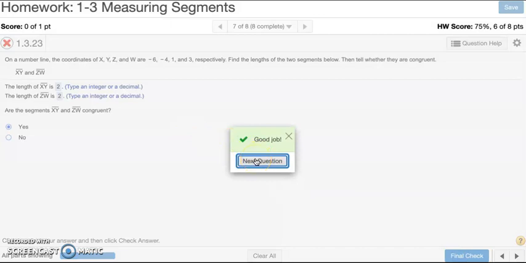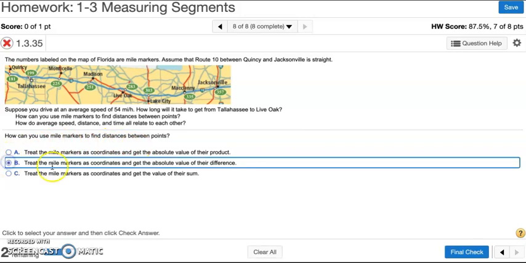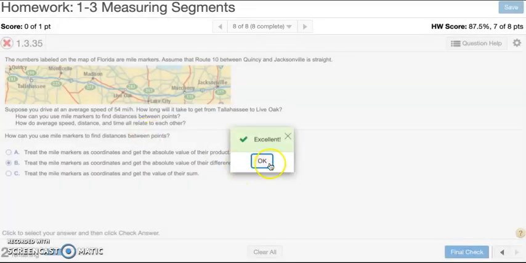So let's go to number 8. So the numbers labeled on the map of Florida are mile markers. Assume that Route 10 between Quincy and Jacksonville is straight. Suppose you drive an average speed of 54 miles per hour. How long will it take to get from Tallahassee to Live Oak? So how can you use mile markers to find distances between points? Well, that's what we did in the last problem. Absolute value of the distance, subtract them and make it positive.